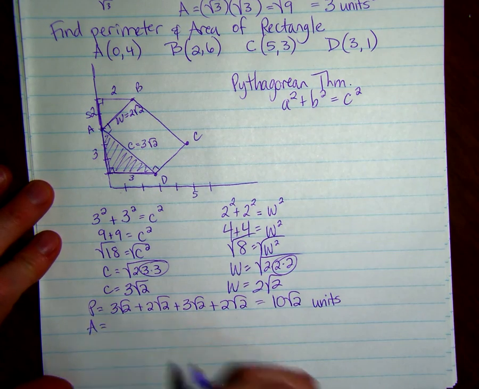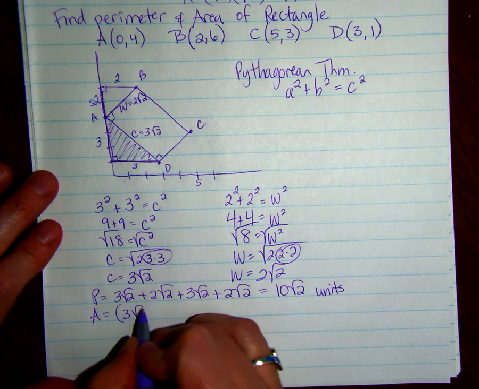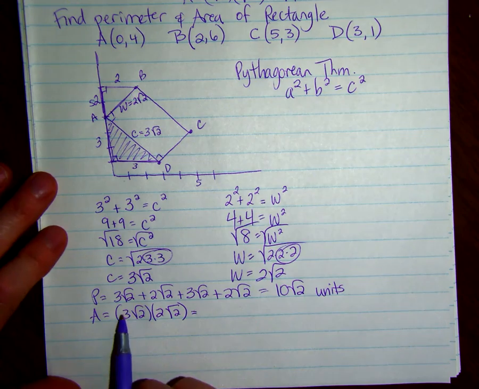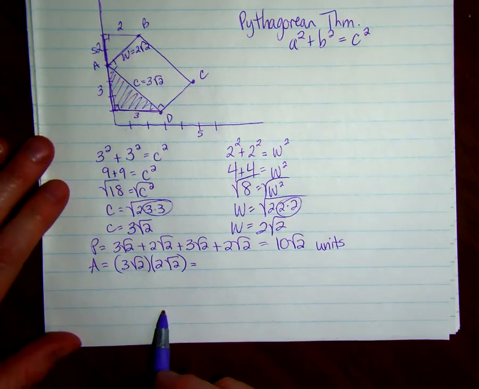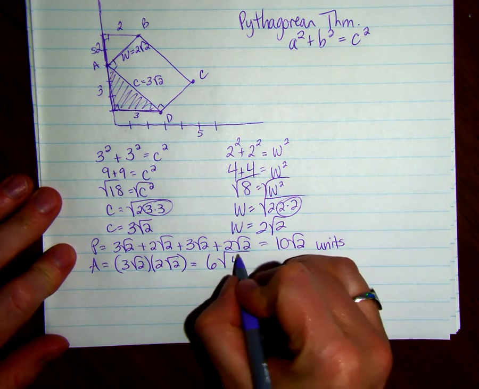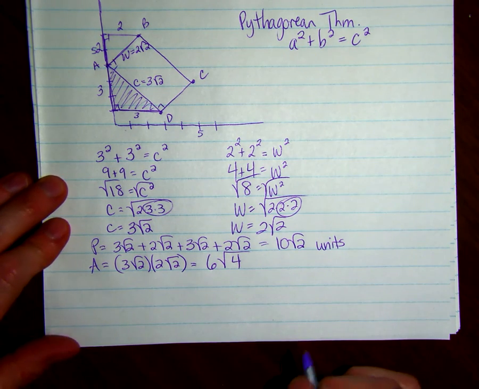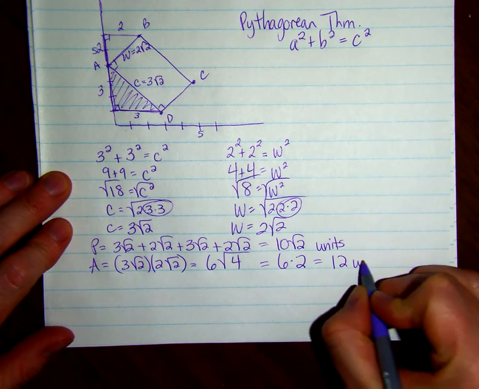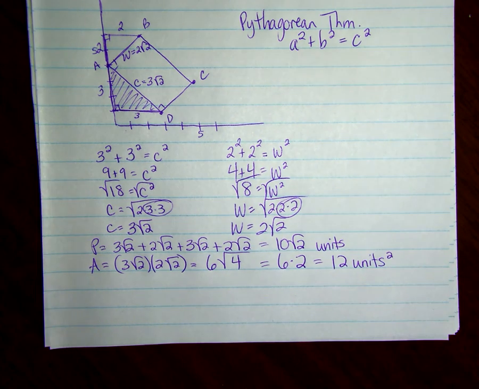To find the area, we need to multiply 3 square root of 2 times 2 square root of 2. So we can multiply what's outside of the square root sign to get 6, and then what's inside is 2 times 2, or 4. Square root of 4 is 2, so we do 6 times 2, which is 12, and units squared because it's area.